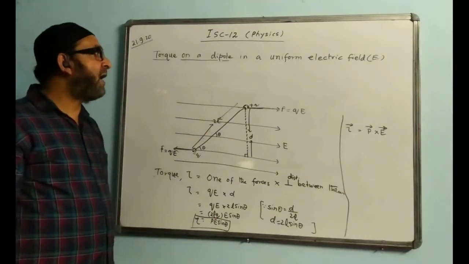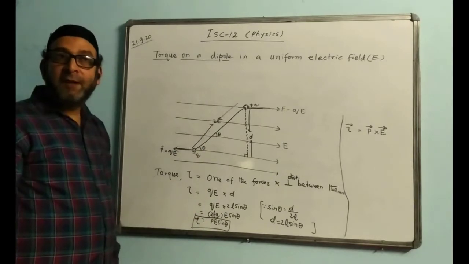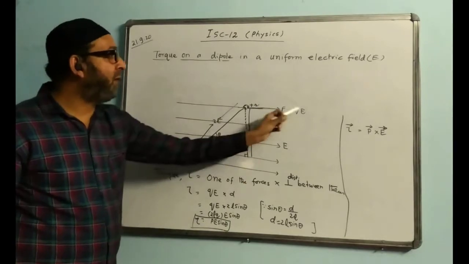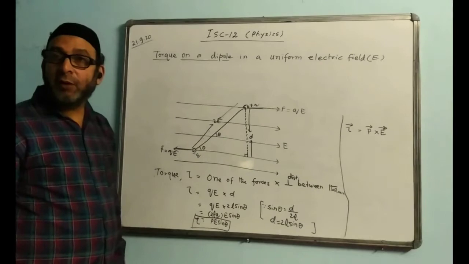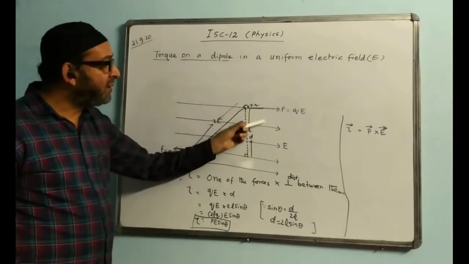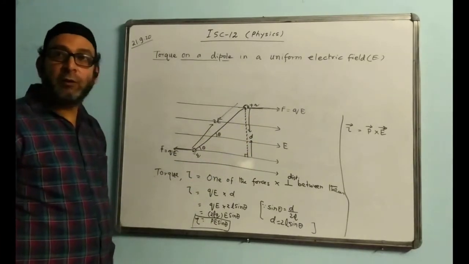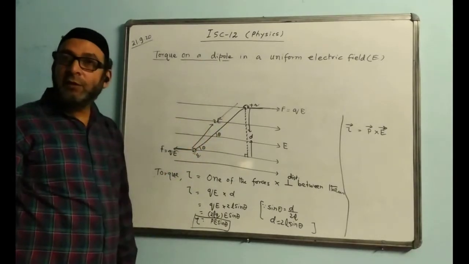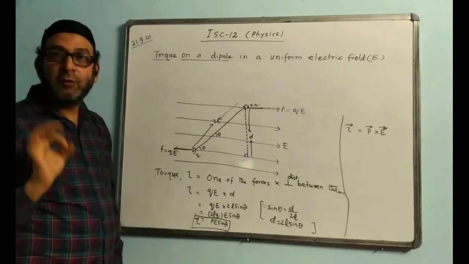So what is the force acting on a dipole in a uniform field? The answer is 0. If the field is not uniform, then the answer will not be 0. Why? Because this will be QE1 and this will be QE2, and E1 and E2 are not equal. But if the field is uniform, the values are the same everywhere, so the net force on the dipole is 0. Question: a dipole is placed in a uniform field. What is the force on it? Answer is 0. Simply write that.